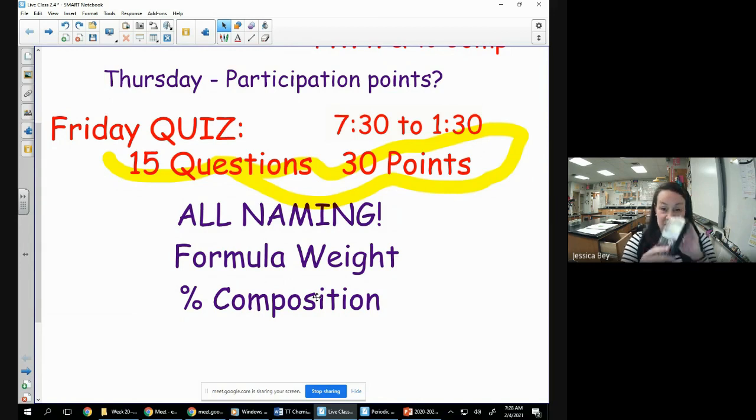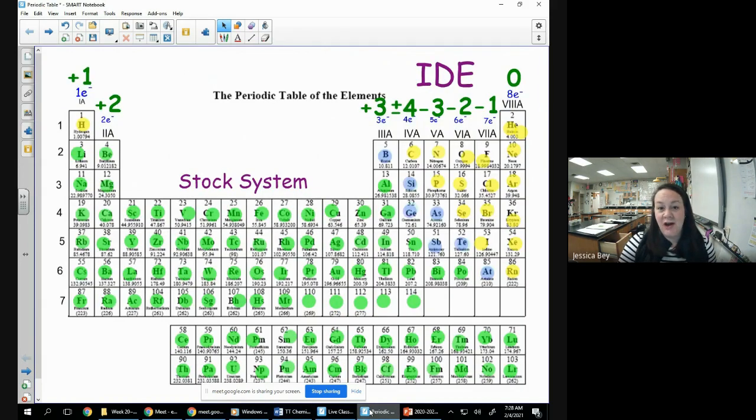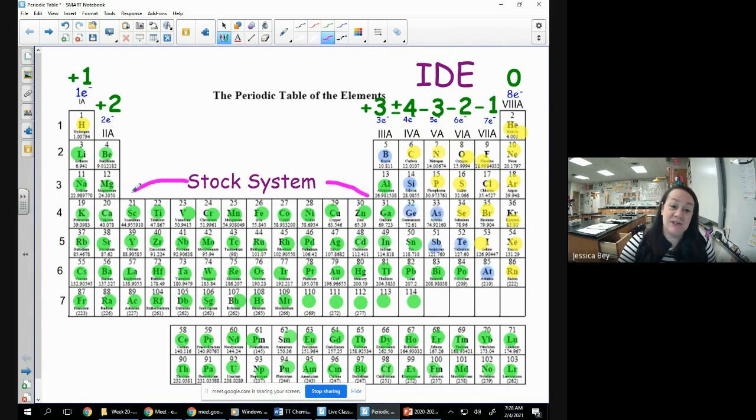So my suggestion on the quiz is that you have a calculator, and you also want your periodic table and your polyatomic ion sheet with you when you're taking the quiz tomorrow. If you don't have either of those things, you can always write me an email and I can email them to you. I also suggest that you make sure you have your charges at the top of the periodic table. Make sure you know that the stock system is anything that you are naming that's down here in the transition metal area. And then I wrote IDE on my periodic table to remind me of those non-metals having the IDE ending when you're naming with those.